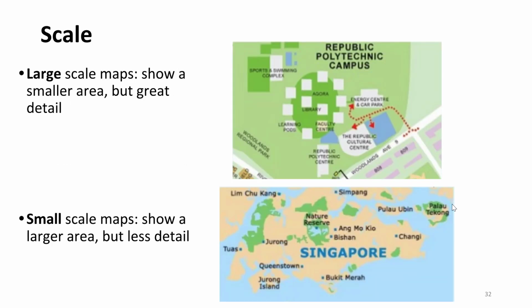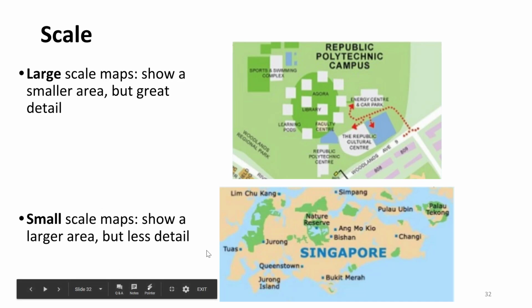So again, large scale map, small area. We have this polytechnical campus, but in really great detail. Small scale map shows us a large area, so an entire country, but we have much less detail.